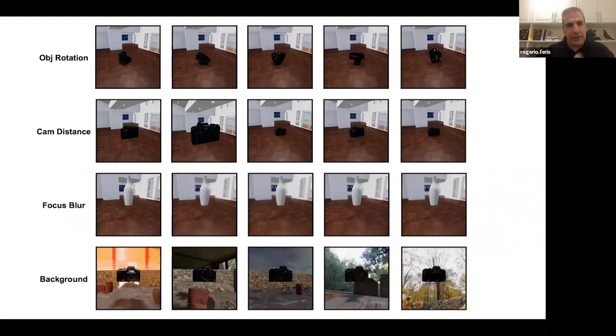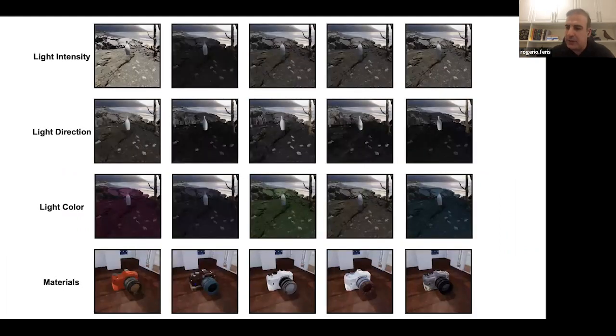Here I'm showing the parameters that we considered. As part of TDW, we can change object rotation, the camera distance, the blur amount, and different backgrounds. We also considered light intensity, light direction, light color, and also varying the materials of the objects in order to generate these pre-trained data sets.